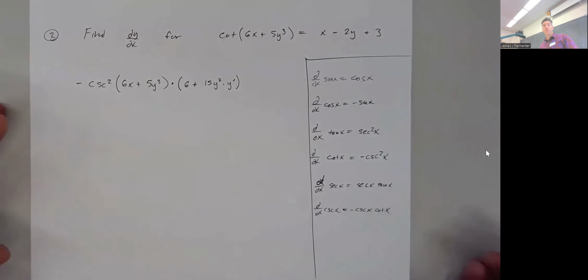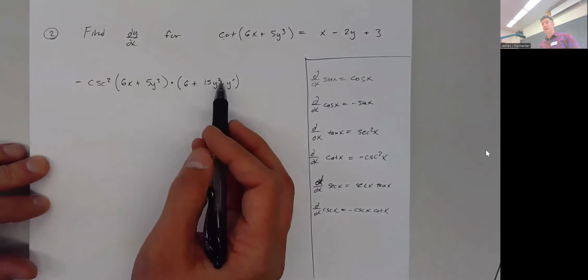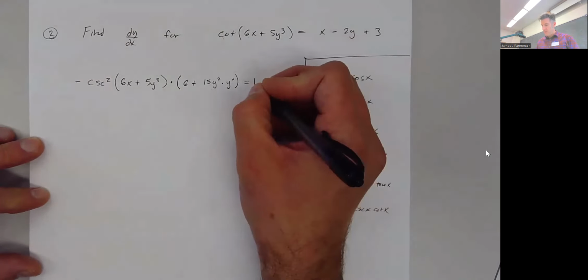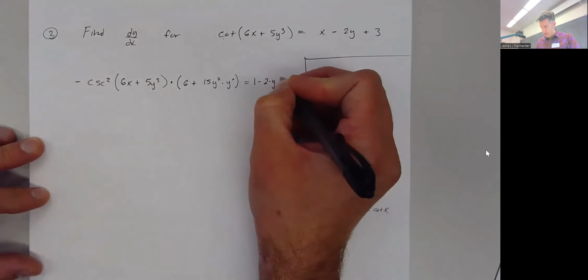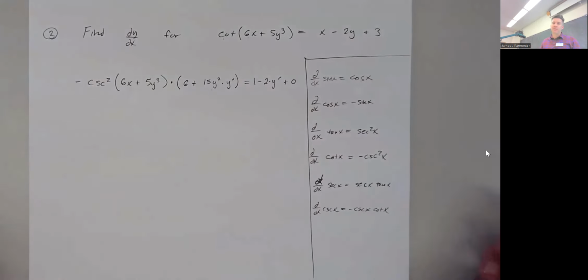Whenever it's implicit, we're implicitly assuming that y is a function of x unless they say something else. So every time you take the derivative of 5y cubed, you're getting 15 times your stuff squared times the derivative of your stuff. Equal to the derivative of x, which is 1, minus the derivative of 2y, which is 2 times y prime, plus the derivative of 3, which is 0. You don't need to write the plus 0, but I did.